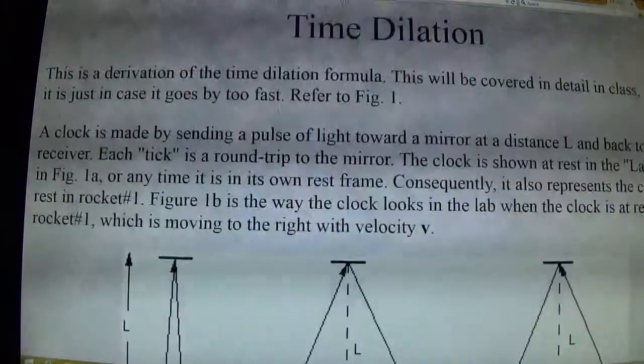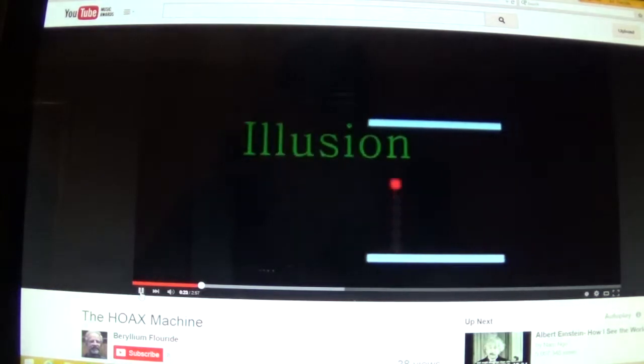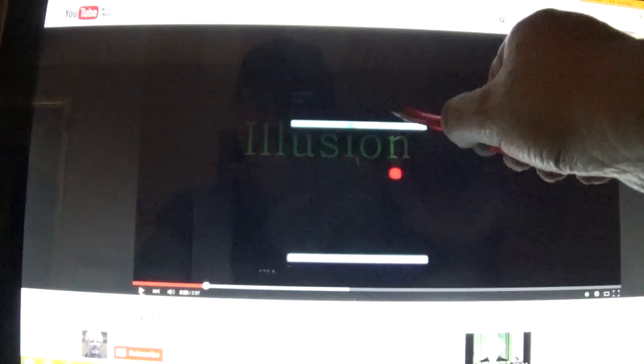So I don't know if that's clear enough, so I'll go back to the hoax machine. That's light from outside. Light from outside, as you're moving, is bouncing up in a zigzag, as observed by you moving with the clock. But you have another beam of light, and it's just moving up and down. And so you've got light going at different speeds. You haven't got different times. You can't say that one is taking a different time to go up and down than this one going up and down.